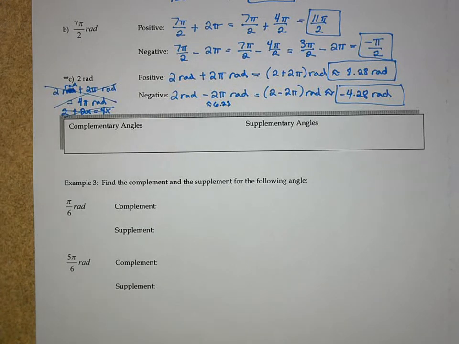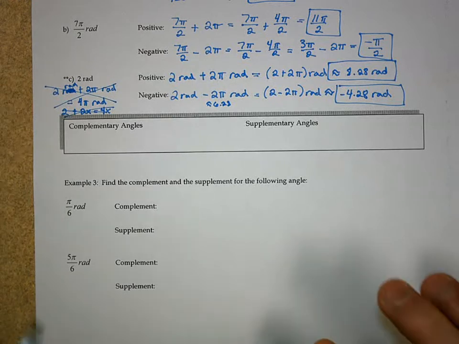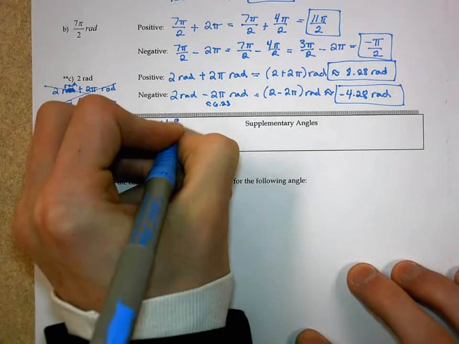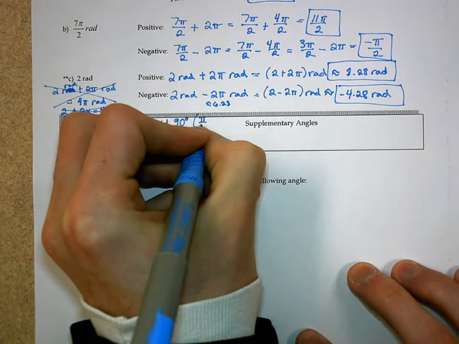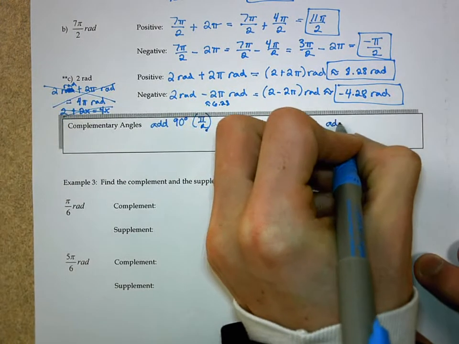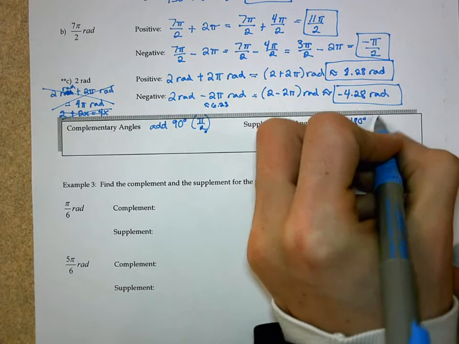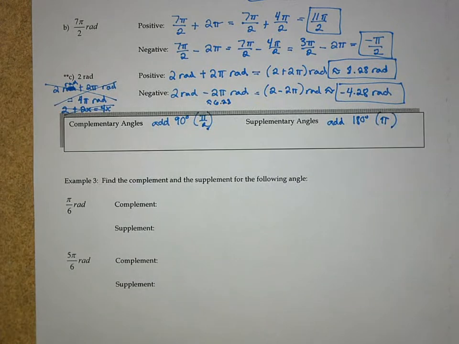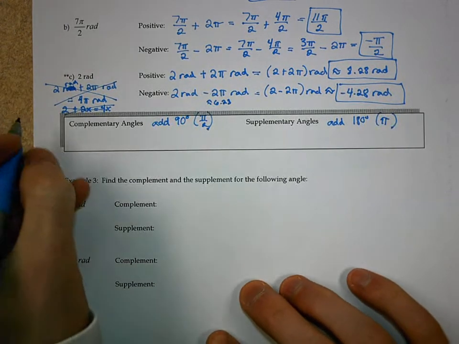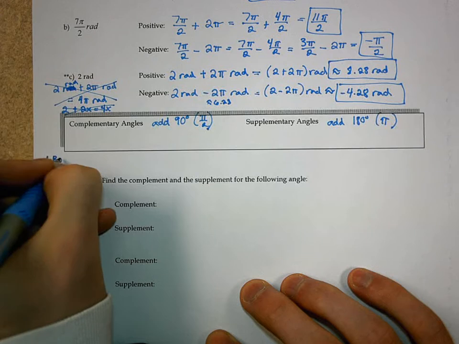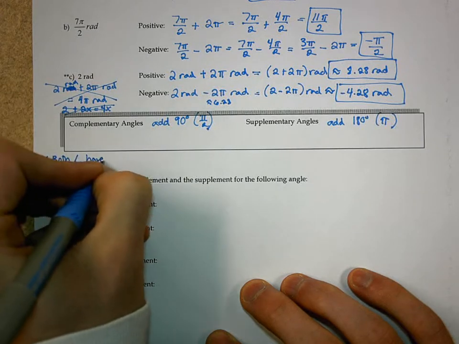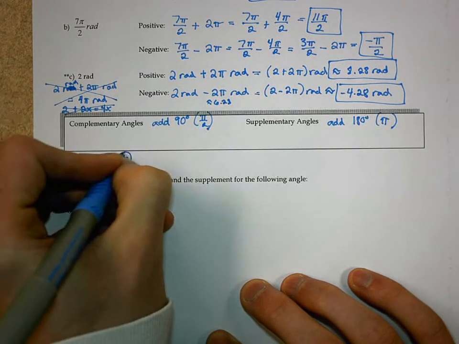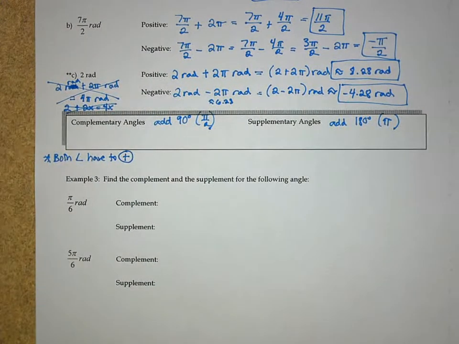When we're dealing with complementary and supplementary angles, we've got to find angles that add up to either 90 degrees for complementary, or pi over 2, or add up to be 180 degrees, or pi if we're dealing with radians for supplementary angles. Now the key here is that when we work with these, both angles have to be positive. You need to have positive angles when you're dealing with complementary and supplementary angles.